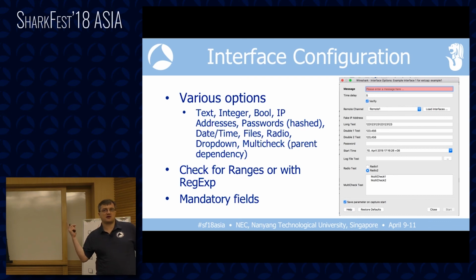So obviously we have added all possible configuration options to this dialog. You have a bunch of them. You can have options for integers, text, booleans. That's this, for instance, this little verify here is a boolean. But you also can have selections for radio, for multi-check. You have a password selection in here. You have a password input field, which is hashed out.